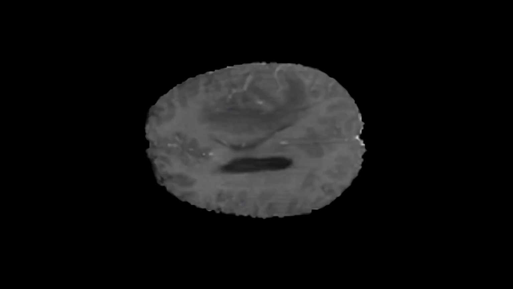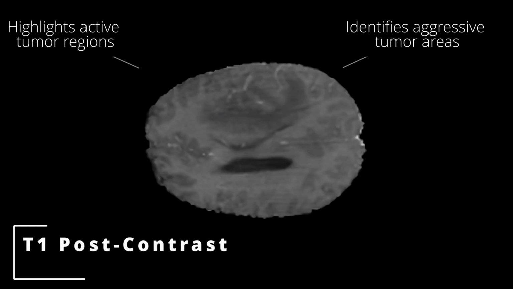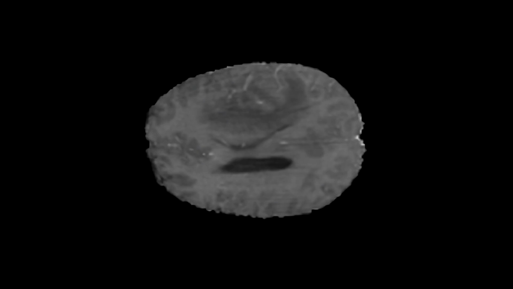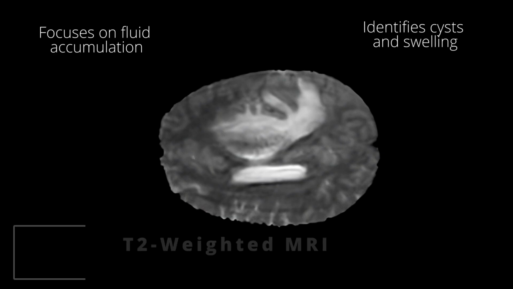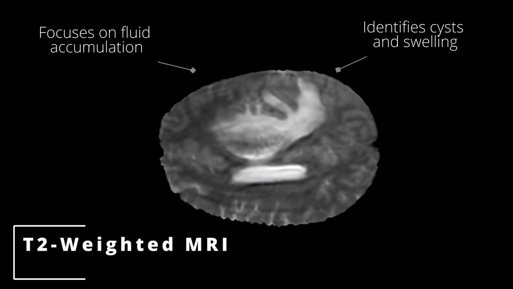When a contrast agent is injected is when we get to the interesting part, the T1 post-contrast, that highlights active tumor regions, making them stand out against the rest of the brain, a crucial contribution for identifying the tumor's active and aggressive areas. Switching focus to fluid dynamics, T2 weighted MRI identifies areas of fluid accumulation, such as edema or cysts.